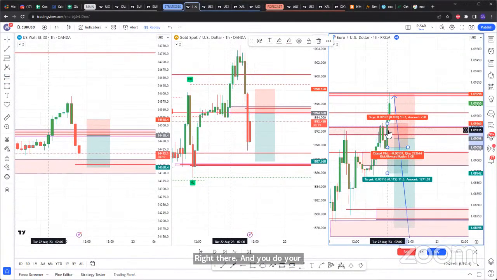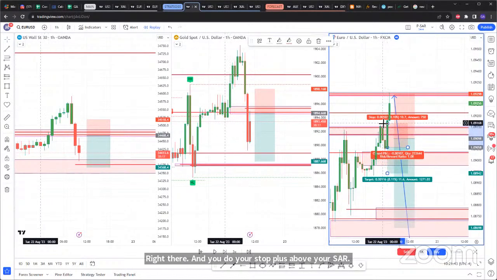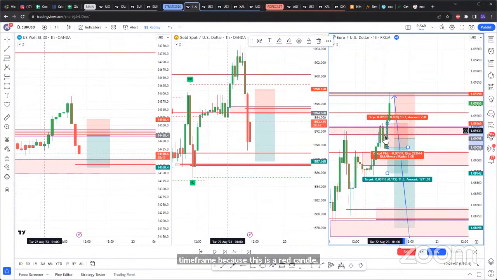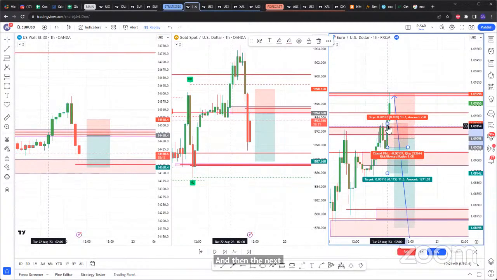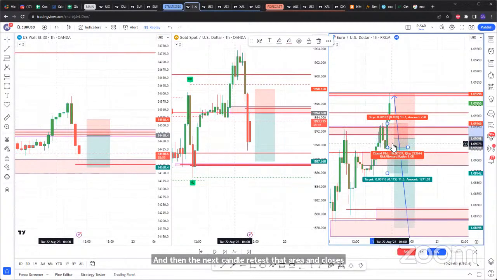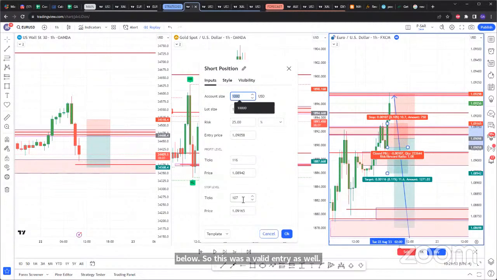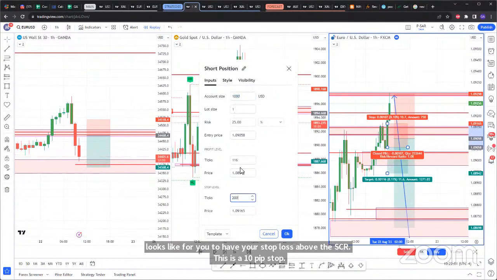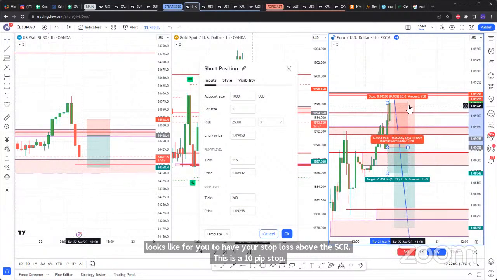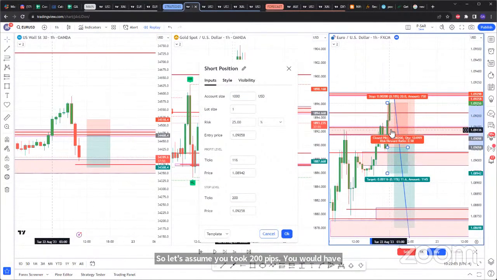So possibly this was a valid trade on the hourly time frame, because this is a red candle, and then the next candle retests that area and closes below. So this was a valid entry as well, and that's one trade you could have taken. So this one you could have gotten away with. It looks like with your stop loss above the SAR, this is a 10 pip stop. So let's assume you took 200 pips, you would have still gotten stopped out and ideally faked out as well.